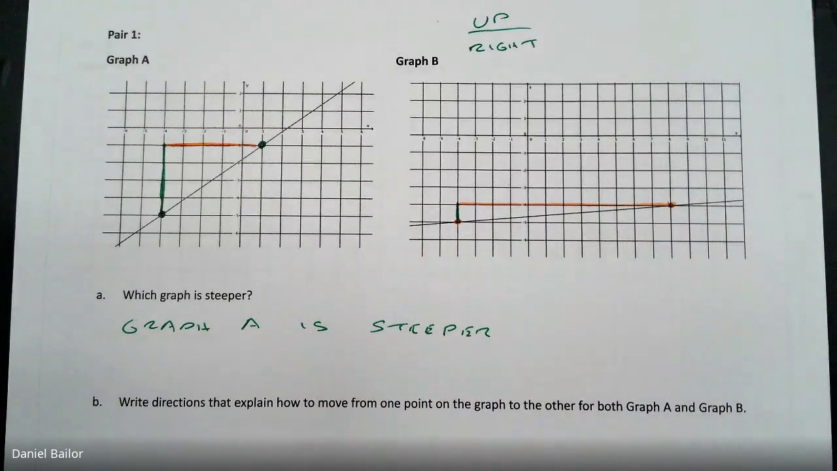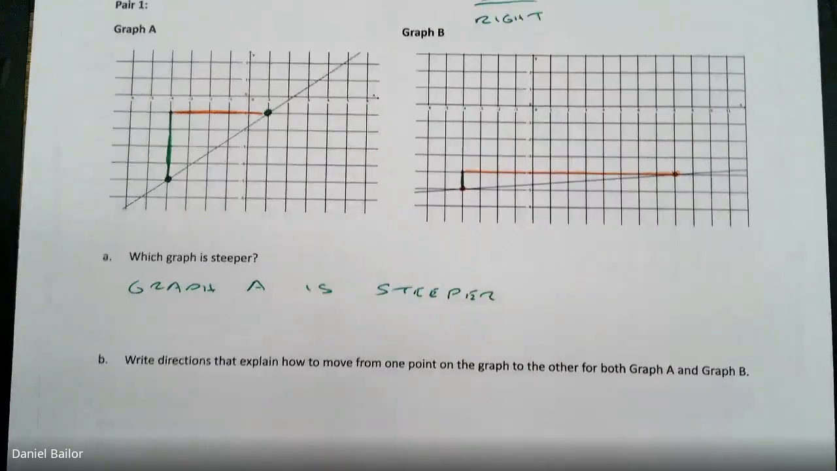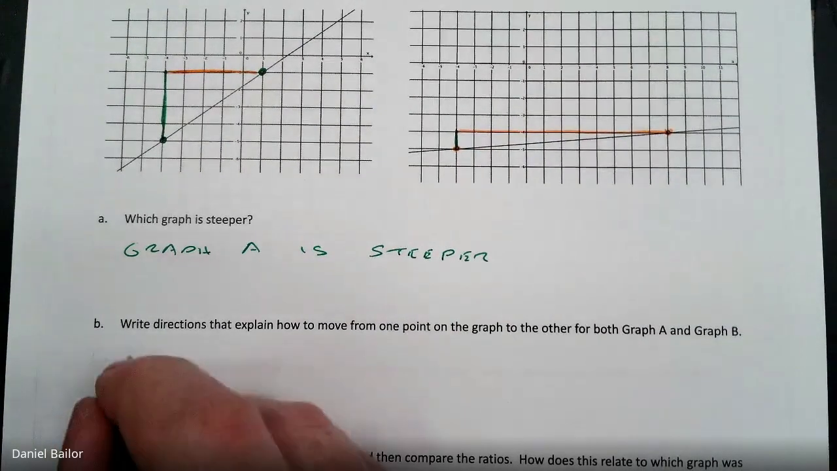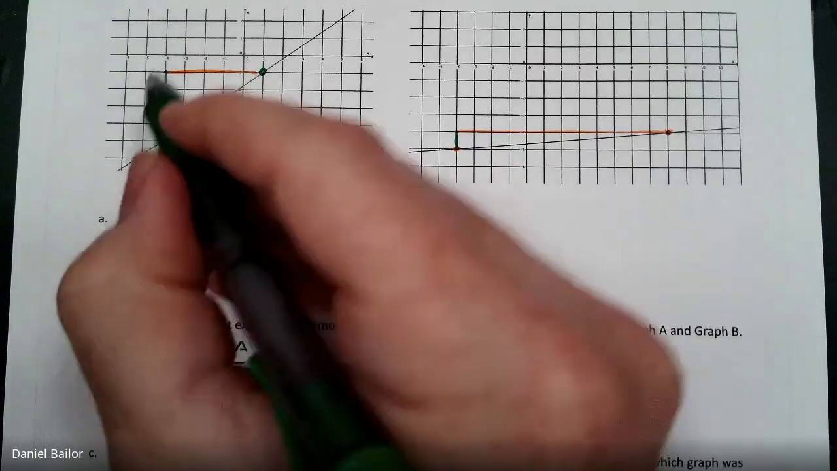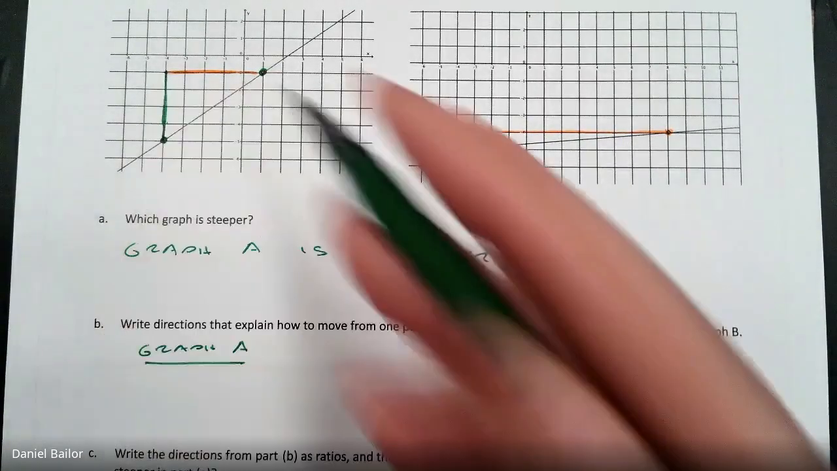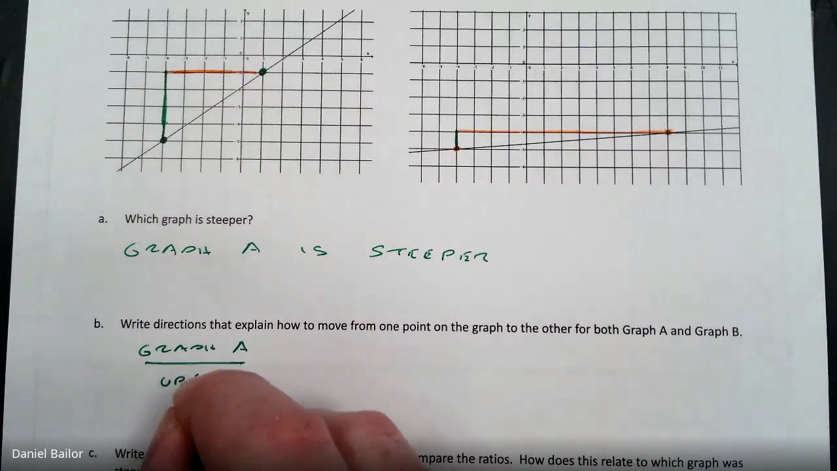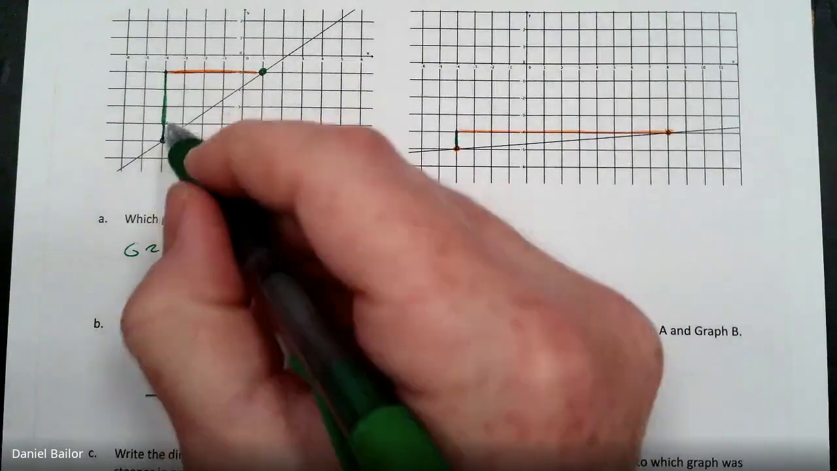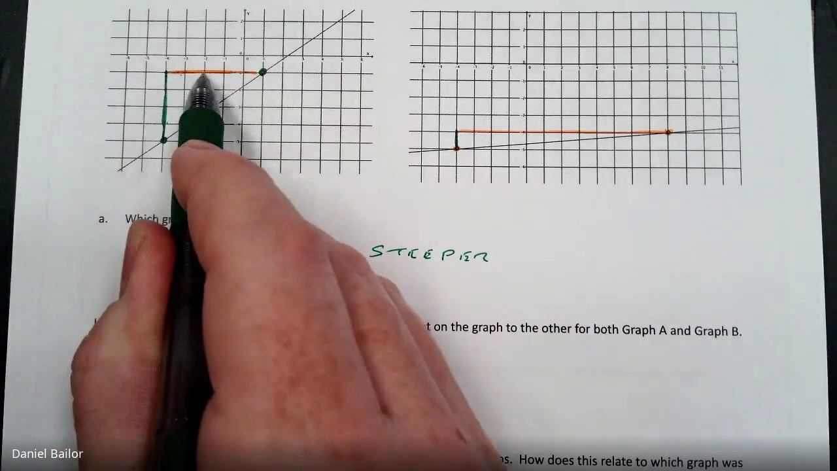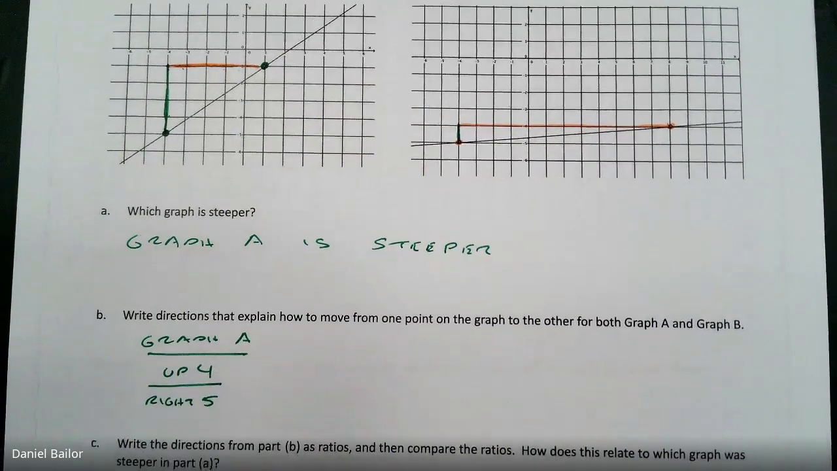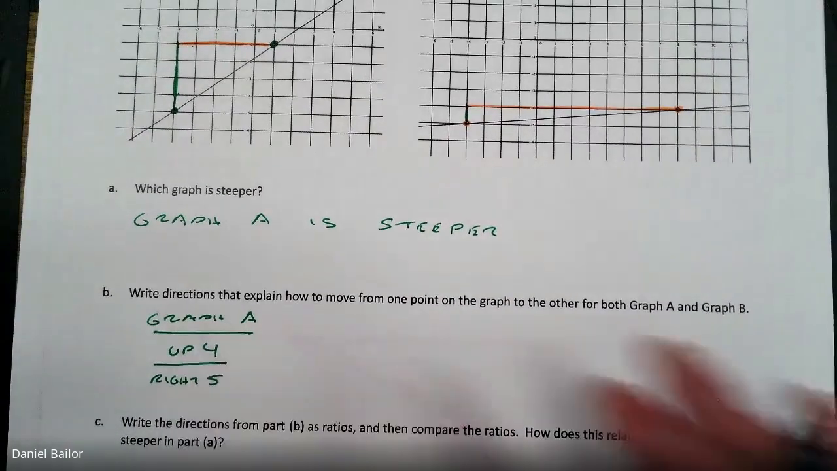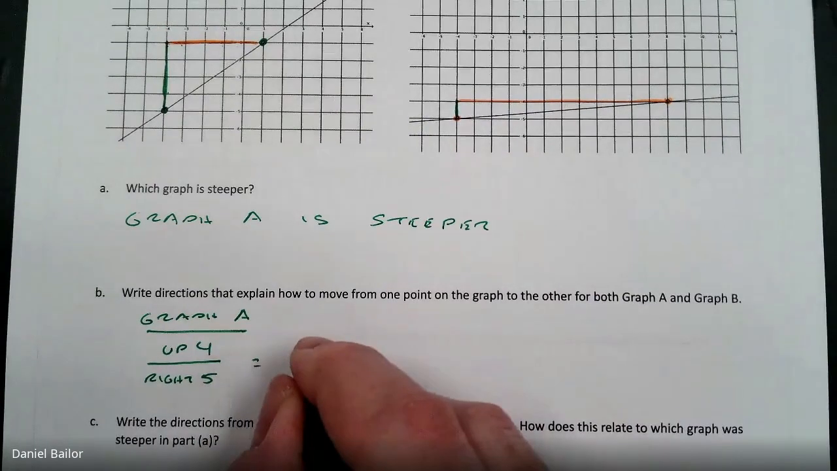Now let's actually use those to find the slope. So we go up divided by right. So for graph A, we went up 1, 2, 3, 4. So we went up 4 divided by how many right? 1, 2, 3, 4, 5 right. Right 5. Up 4, right 5 for graph A, which turns into the fraction 4/5.